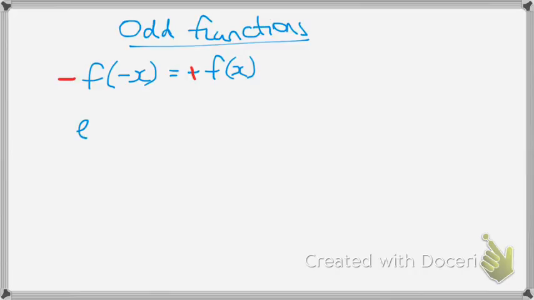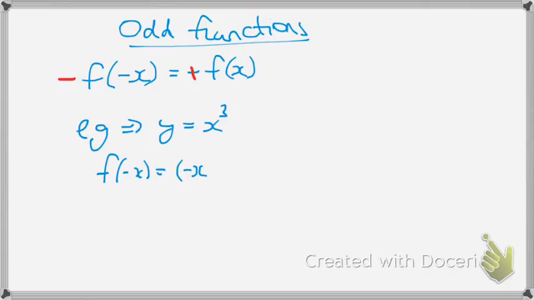So the most common example that you'll see is y is x cubed, and I should have used f(x), shouldn't I? But anyway, so in this case f(-x) equals (-x) all cubed, which equals minus x cubed, which equals minus f(x).